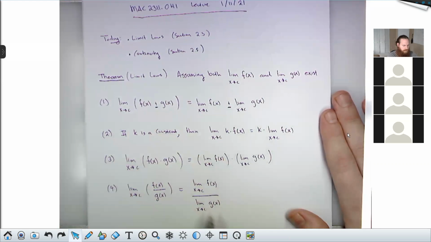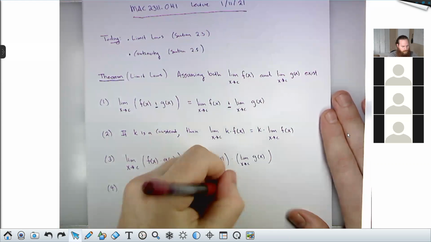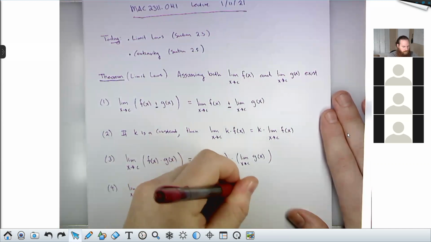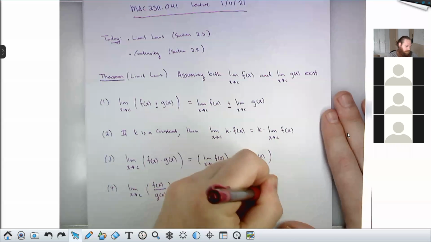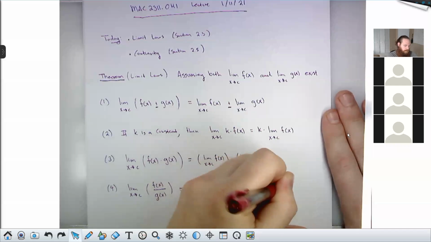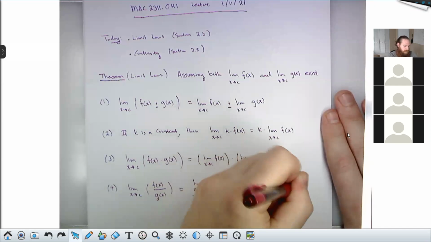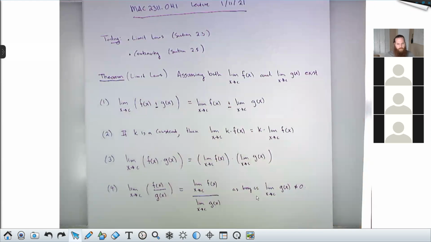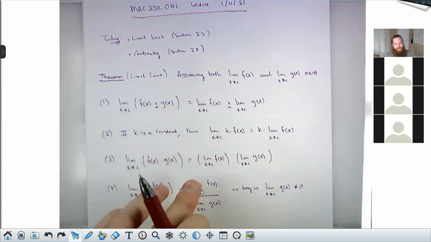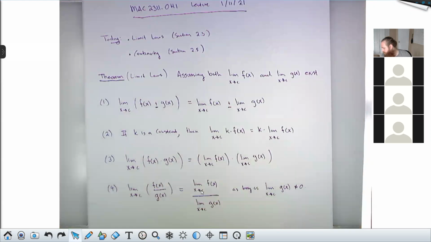This one has a little warning that comes along with it, though. This is only kosher as long as the limit of the bottom is non-zero. If the thing downstairs is 0, then this split doesn't make sense. It doesn't necessarily mean that you can't find this limit, just that you can't find the limit in this way. You have to do something else.